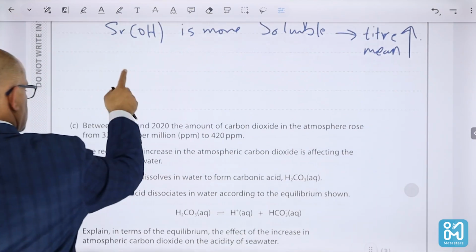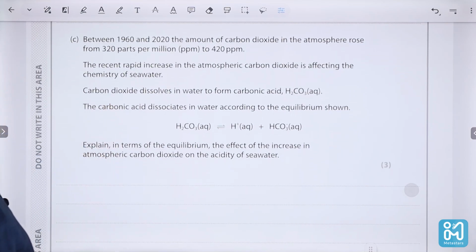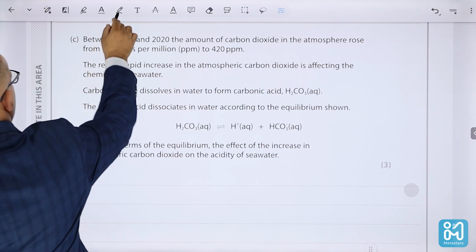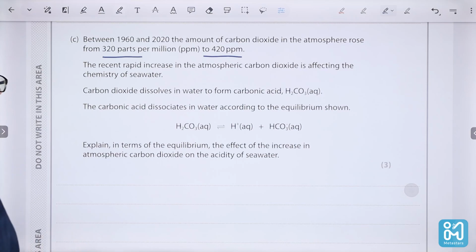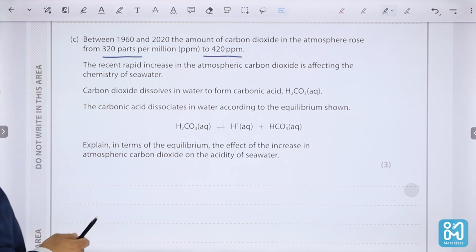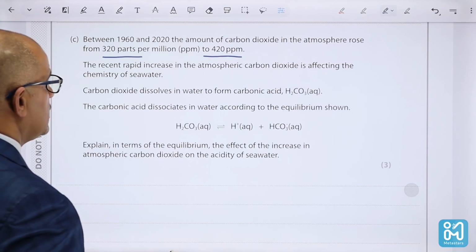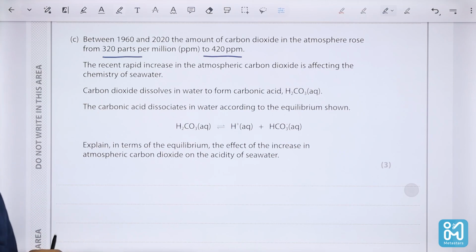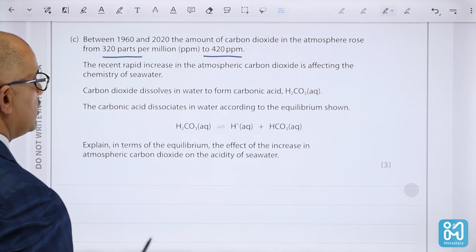Okay. Between 1960 and 2020, the amount of carbon dioxide in the atmosphere rose from 320 parts per million to 420 parts per million. The recent rapid increase in atmospheric carbon dioxide is affecting the chemistry of seawater. Carbon dioxide dissolves in water to form carbonic acid, and the carbonic acid dissociates in water according to the equilibrium shown. Explain in terms of the equilibrium the effect of the increase in atmospheric carbon dioxide on the acidity of seawater.